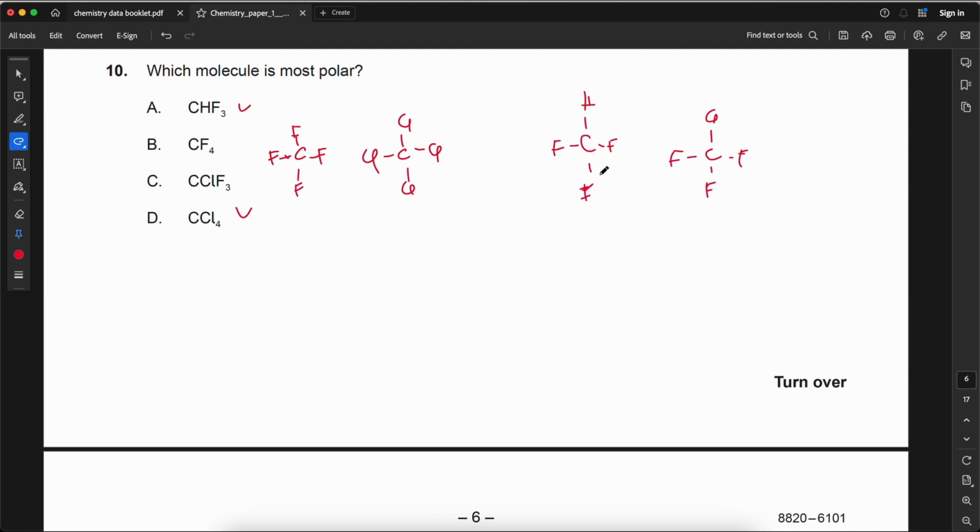But for CHF3, the dipole moment will go towards the fluorines because F will pull the electrons towards them, and C will pull the electrons from H towards C because C is more electronegative compared to H. Therefore, the answer is A.